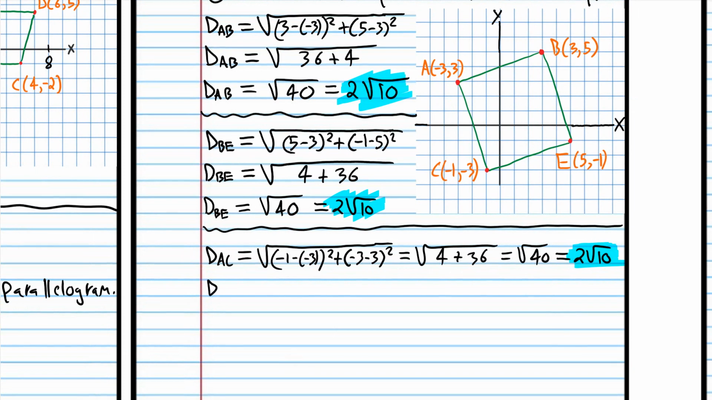Now we're going to find the distance between C and E, and this is the last distance. We just have to show that it's 2 root 10, and then that first part of the definition of a square will be done. We'll have shown that all the lengths are equal. So using C as point 1, we have 5 minus negative 1.